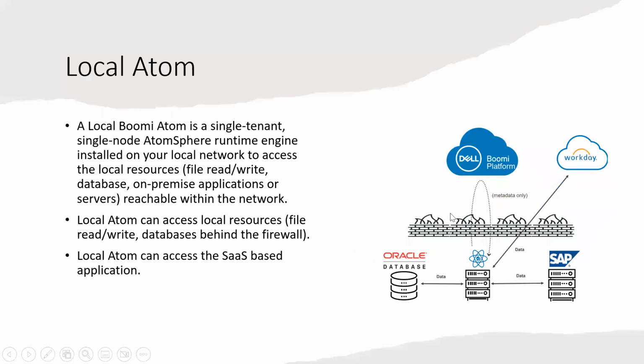Here you can see a small diagram. Generally when you set up a local atom, that local atom will register in your Atomsphere platform. It doesn't mean your data will go outside the firewall. It will not. It will only send metadata, like some analytics data, out from your data center. Apart from that, no other data will go outside your corporate data center in the case of local atom.